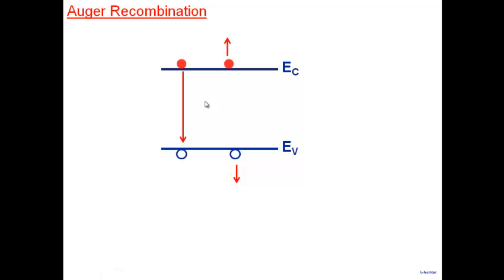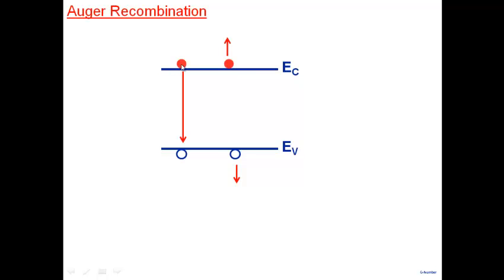Another process is called Auger recombination. Here, note that what is happening is an electron falls into a hole, and excess energy is released. In the previous case, the excess energy was released in the form of a photon. In this case, two things can happen. The electron falls into a hole and gives this excess energy to another electron, which then goes into a higher energy state in the conduction band. After that, it will lose the energy and come back to the conduction band edge here.